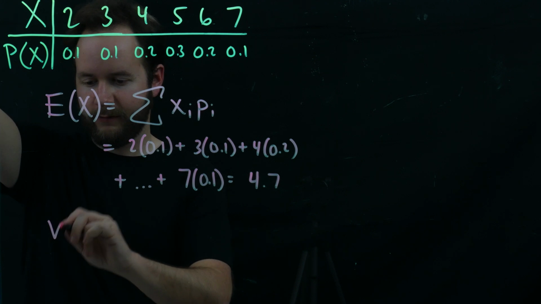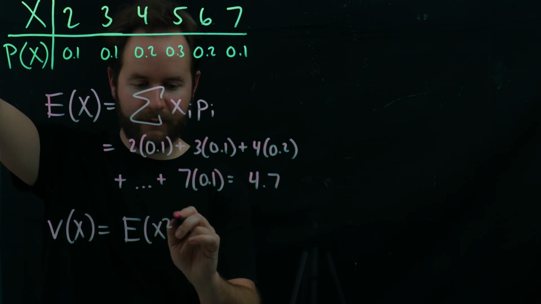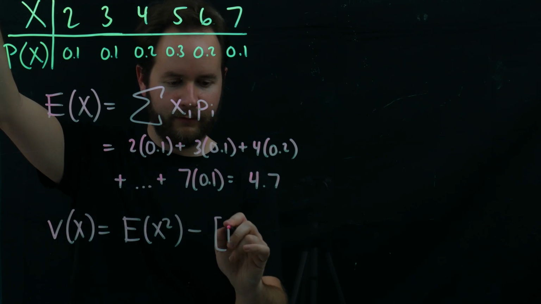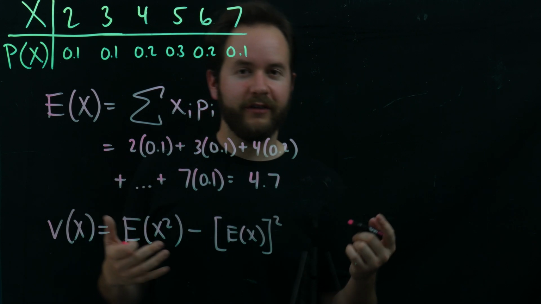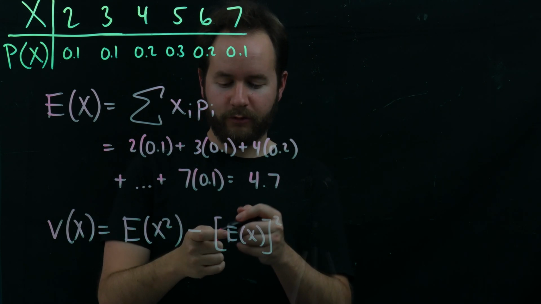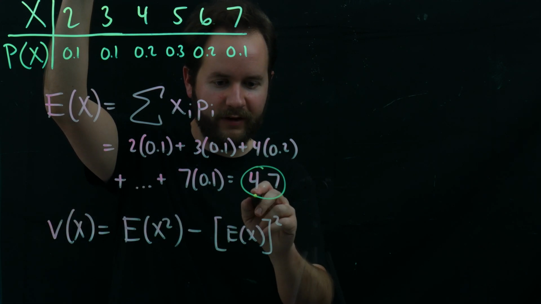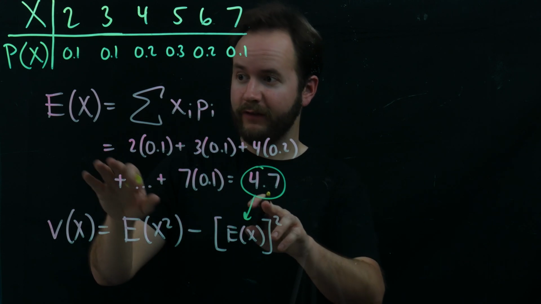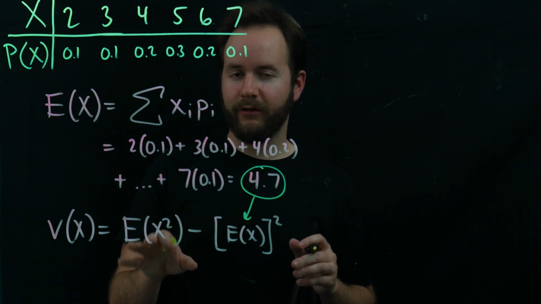Variance says you need to find E of X squared, whatever that means, minus E of X, squared. I think I just said the same thing, but careful. This X is being squared, whereas here E of X is being squared. And what that means is, we already have this guy. This 4.7, we already found. E of X was what we found a second ago, so that's already done. The E of X squared part is the tricky one.